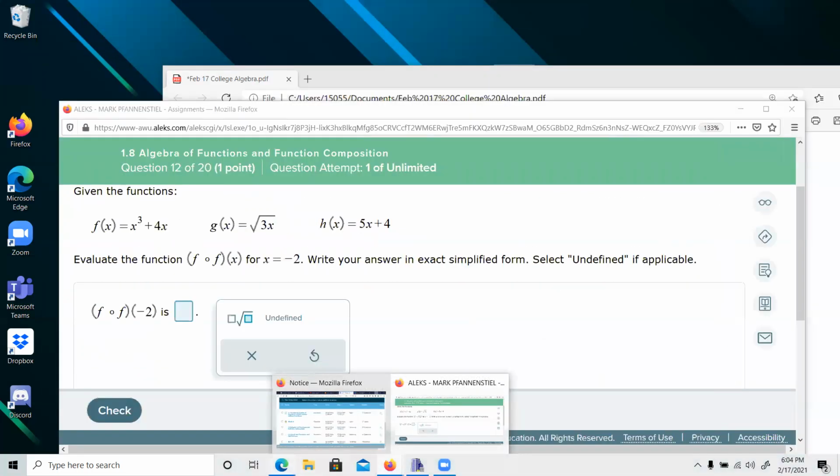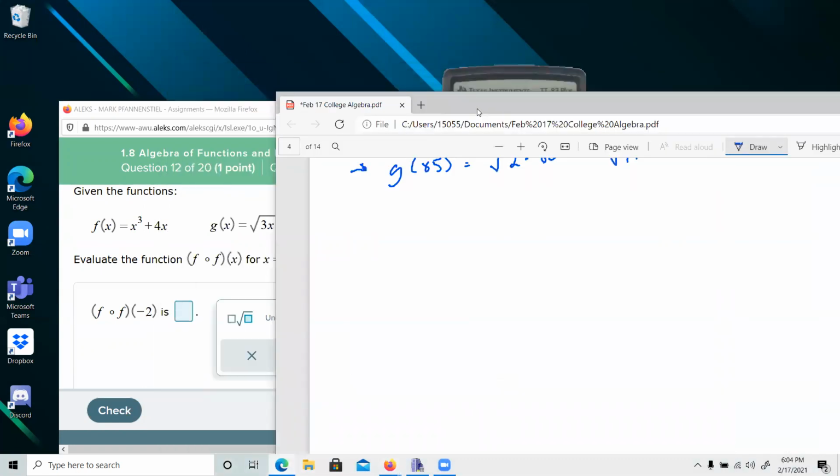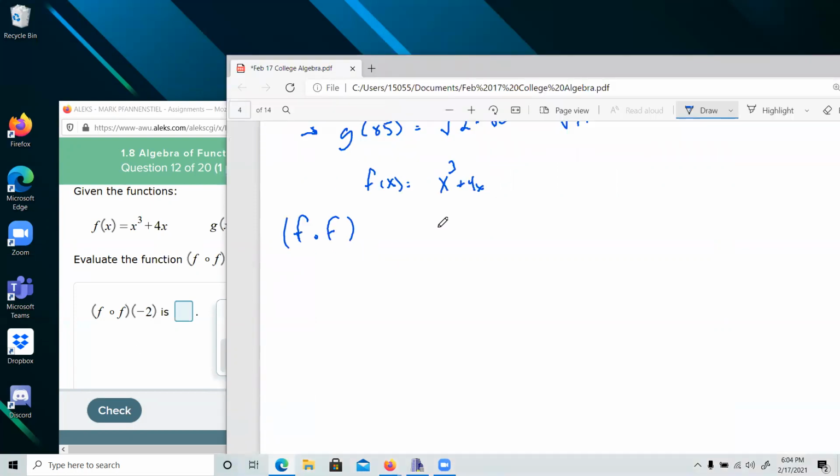What about something like this? We have f of f. Like, can you even do that? Yeah, you can. You can compose a function with itself. That's fine. So our f of x is equal to x cubed plus 4x. I don't know why they tell you the rest of this stuff. Maybe there's parts B, C, and D that I didn't get to or whatever.